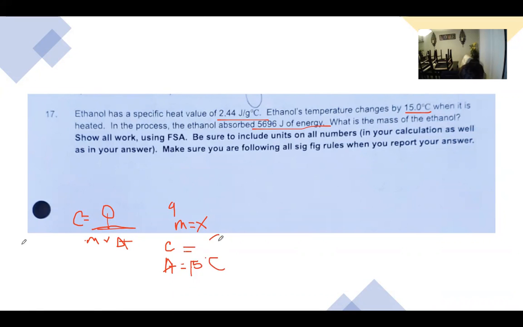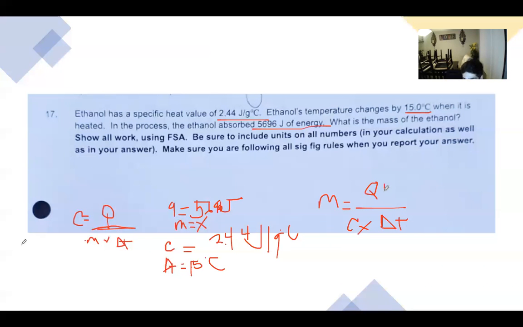Specific heat is 2.44 joules per gram Celsius. And then Q, it says, was absorbed, 5,696 joules, right? So now to solve for mass, that is the same thing. Q, right? C times change in temperature, right? So you just plug and check.